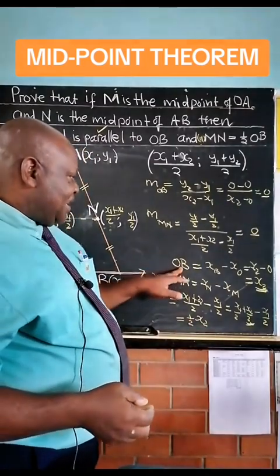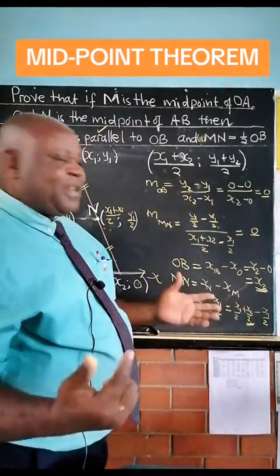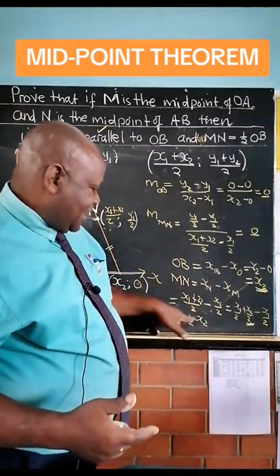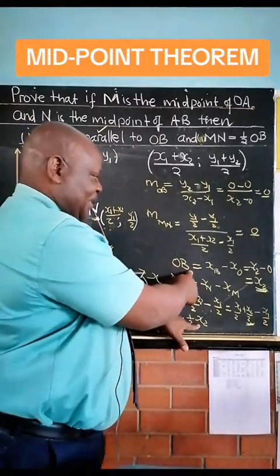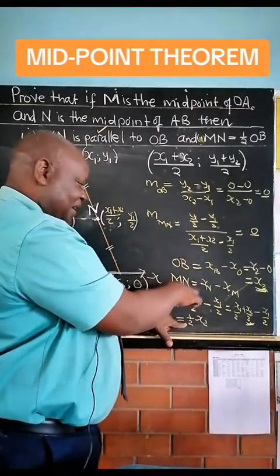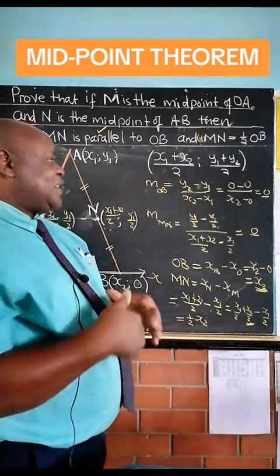But OB is x2. We can see that these two are comparable in the sense that MN is actually half of OB, because OB is x2 and MN is half of x2. So MN is half of OB. And that proves the second part of the theorem.